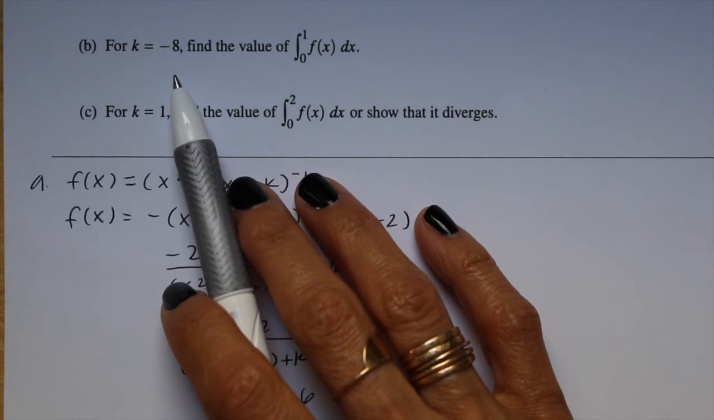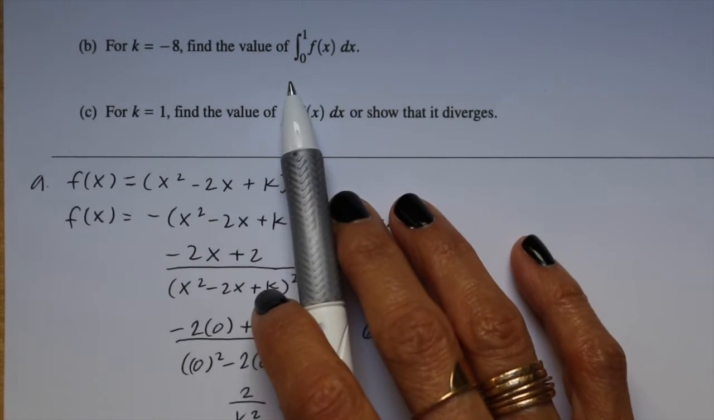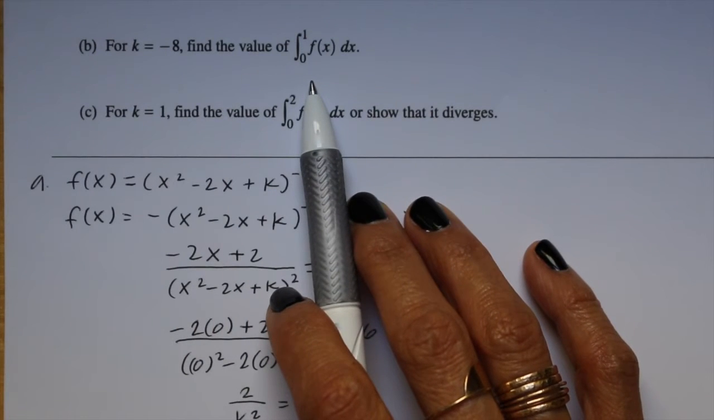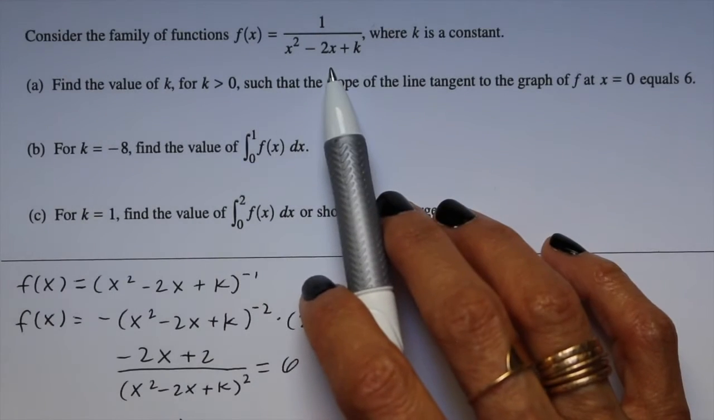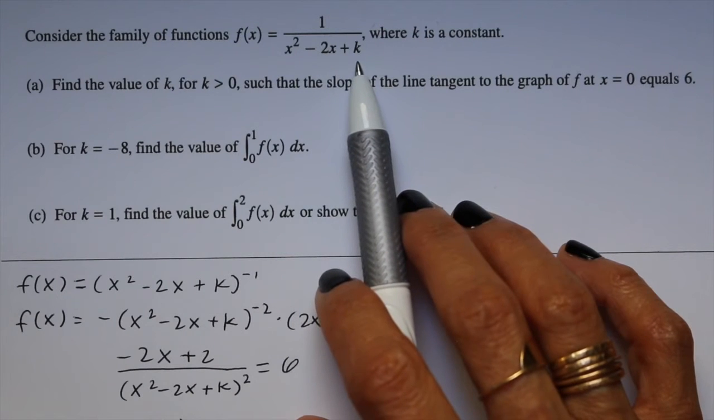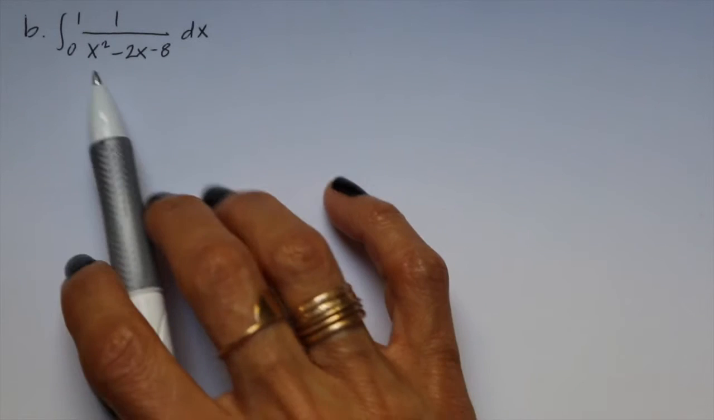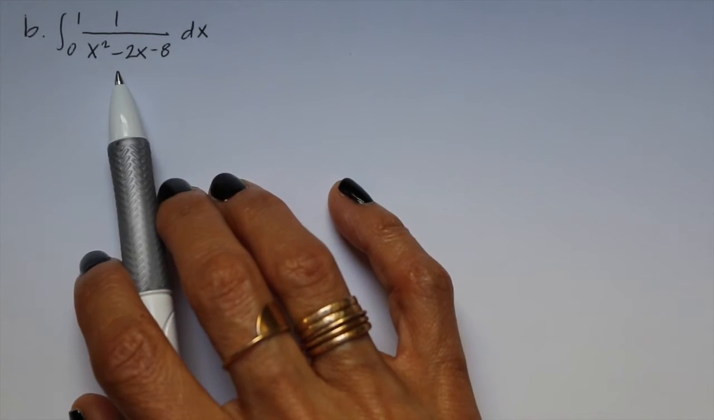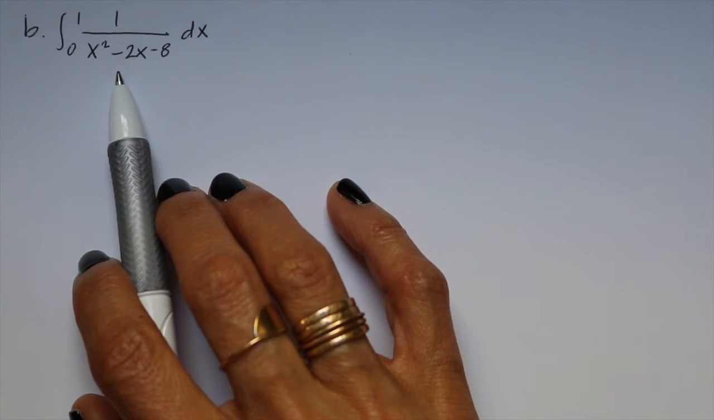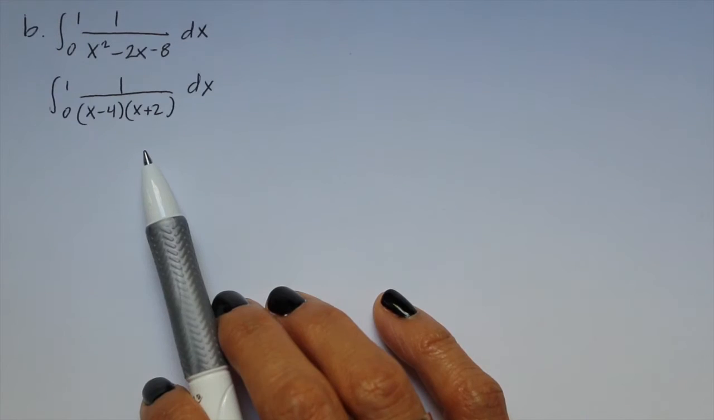Part B says, for k equal to negative 8, find the value of the integral from 0 to 1 of f of x dx. So f is equal to 1 over x squared minus 2x plus k, and we're going to plug in negative 8 for k. We get the integral from 0 to 1 of 1 over x squared minus 2x minus 8 dx. The denominator factors, and you get x minus 4 times x plus 2.